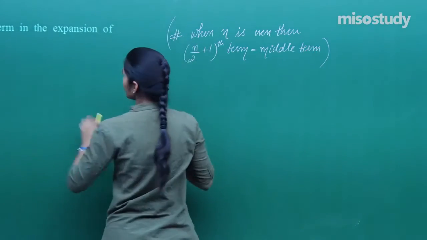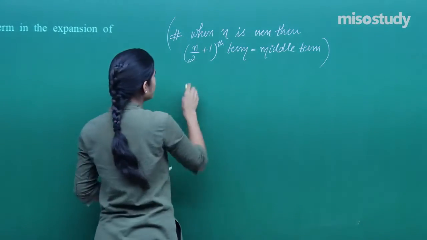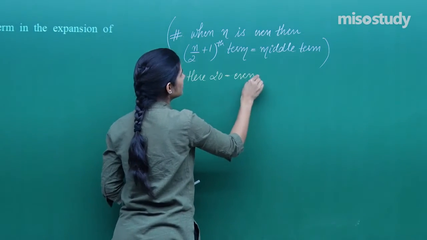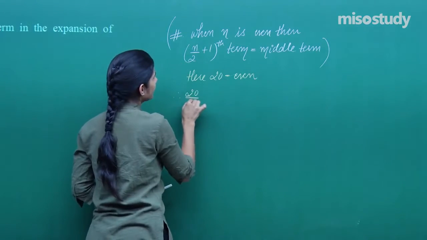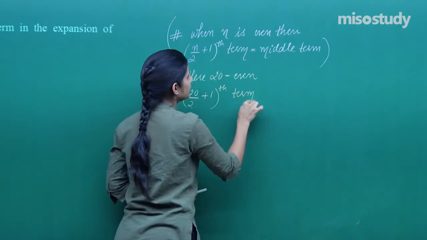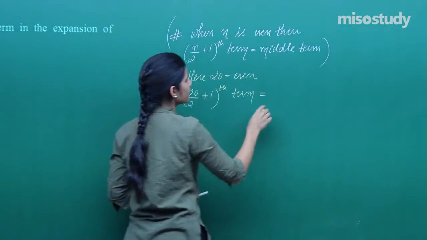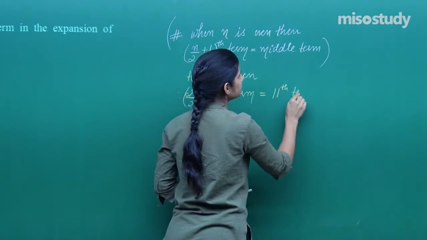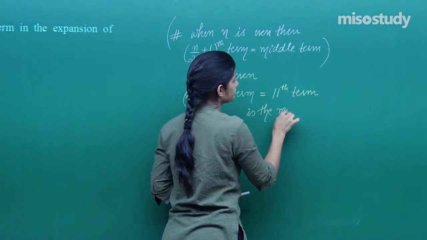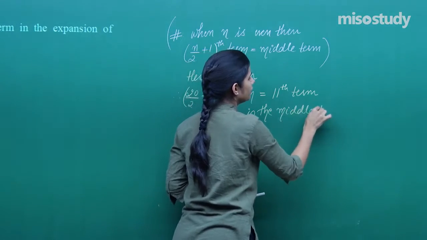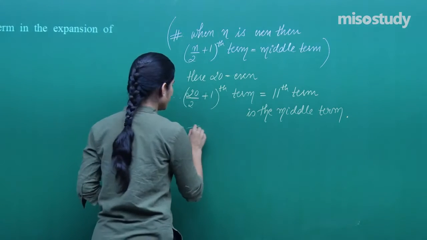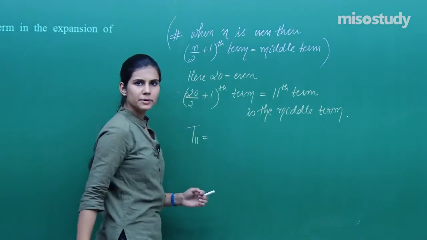Over here 20 is the index, which is even. Here 20 is even. Therefore the 20 by 2 plus 1th term, that is what? 20 by 2 is 10, 10 plus 1 is 11. So the 11th term is the middle term. Fine. The 11th term is the middle term. I need to find the 11th term, the middle term.